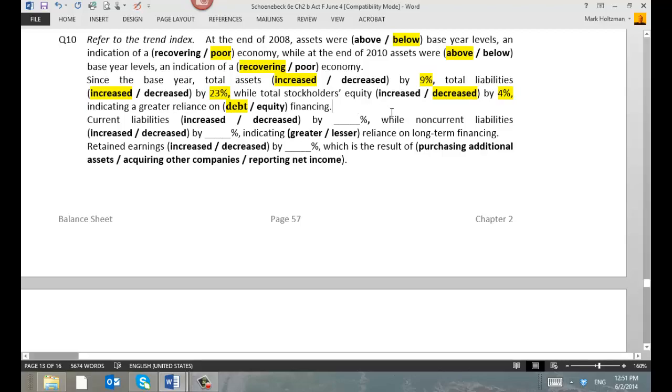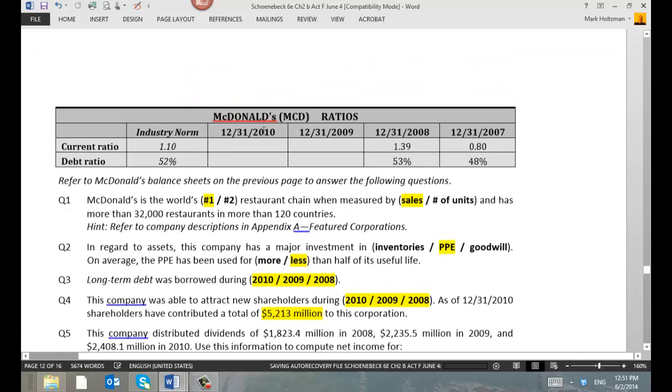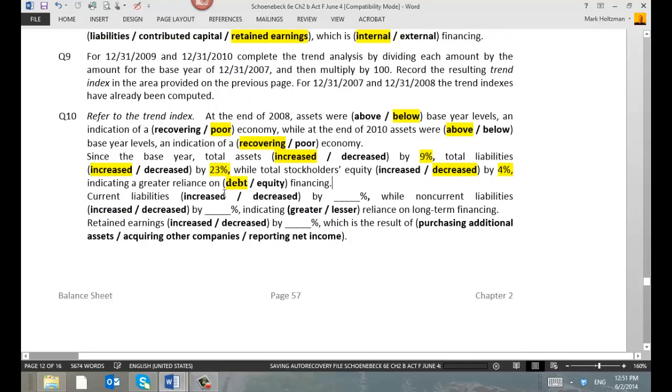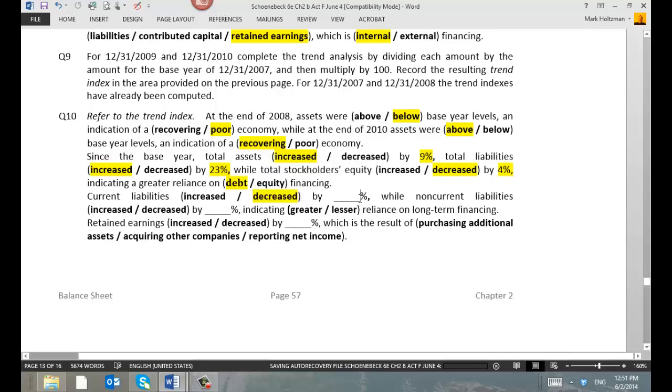What happens meanwhile to current liabilities? Current liabilities decreased all the way down to 65. So current liabilities decreased by what percentage? If the trend index was 65, what was the decrease? 35%.